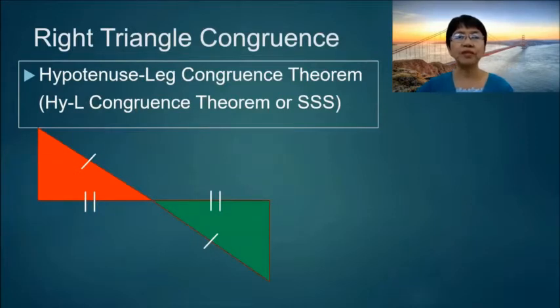Then we have the hypotenuse leg congruence theorem, or the HL congruence theorem, which is equivalent to the SSS congruence postulate. So if we look at these two triangles, we have two sides of one triangle correspondingly congruent to the two sides of the other triangle. And since they are both right triangles, we can assume that if two sides are already congruent, then the third side will be congruent by the Pythagorean theorem.